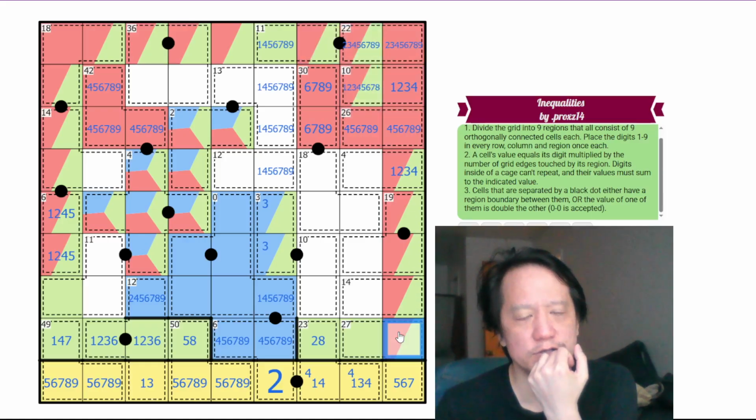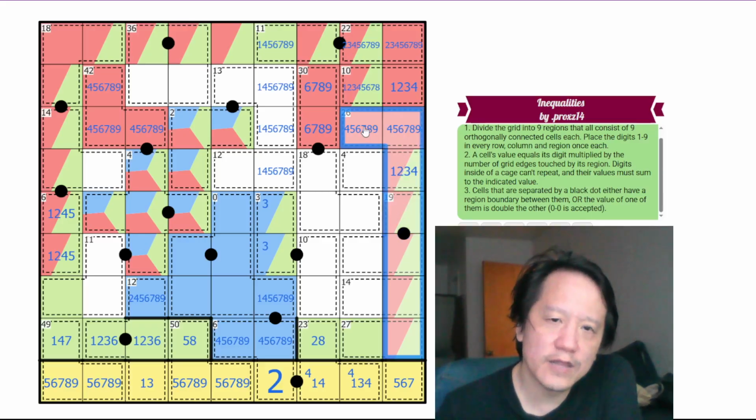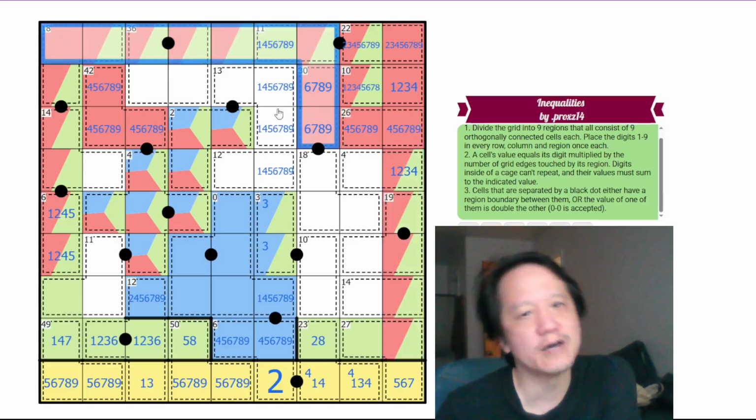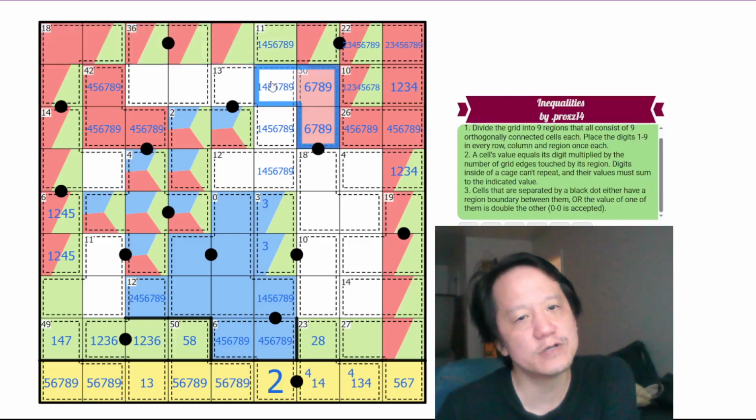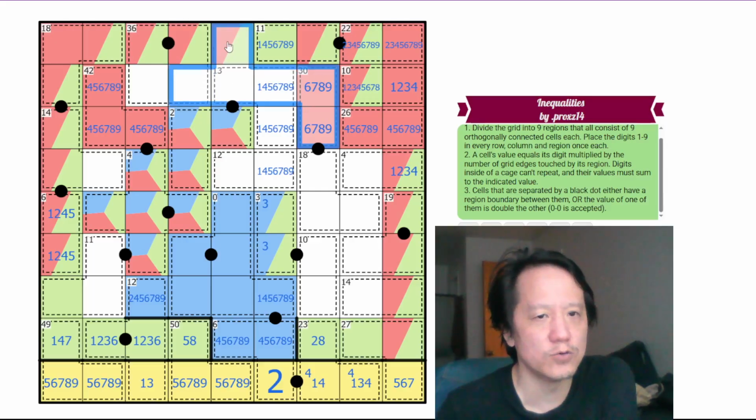So the only way this can be part of a double is it has to be part of a double there. 1, 2, 3, 4, 5, 6. And that would block this from being a... Well, no, it could be doubled that way. No, you can't. 1, 2, 3, 4, 5... No, okay. This cannot be part of a double there.